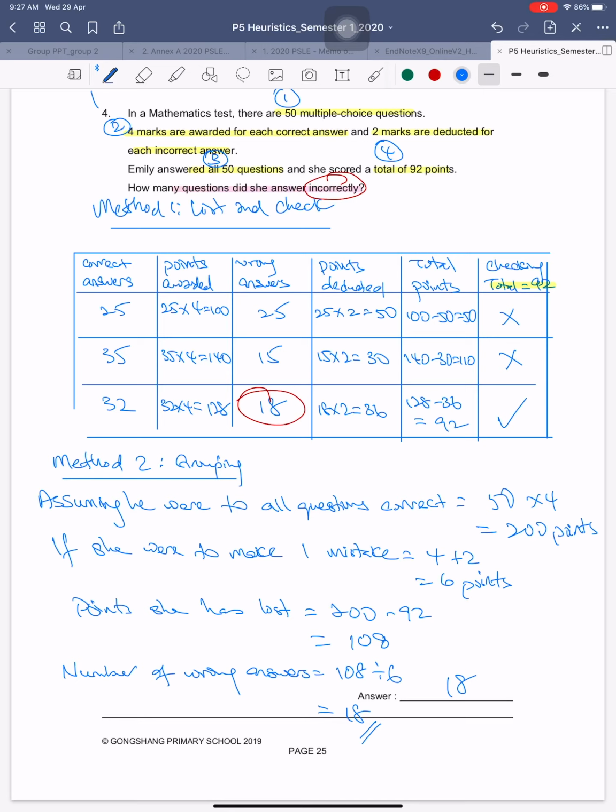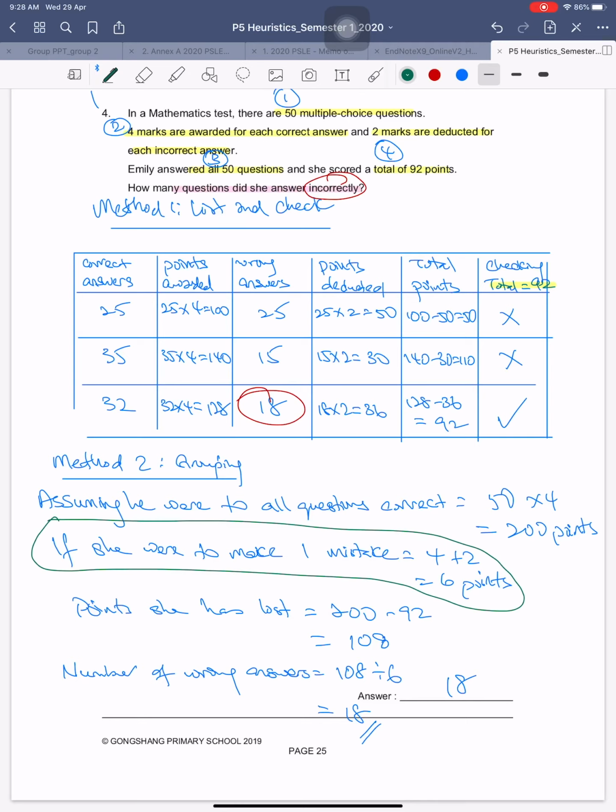I think most of you for question number 3 and 4 might find method number 1, the list and check, easier. Most of you might find method number 2 not so easy to understand because of this step here. This is a step which some of you might miss out.